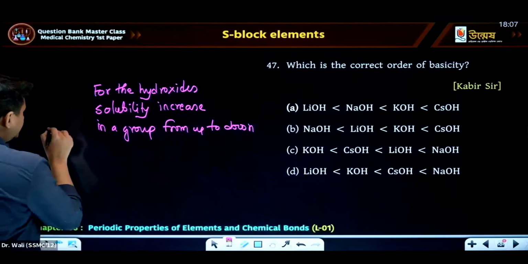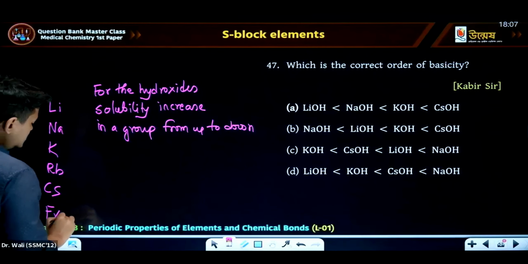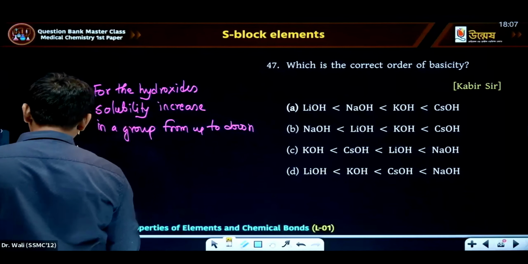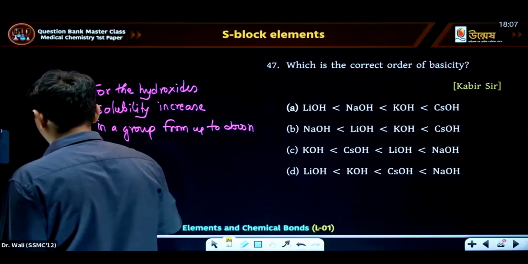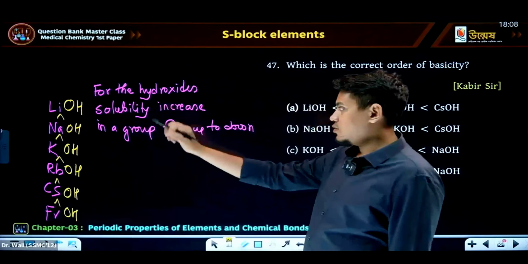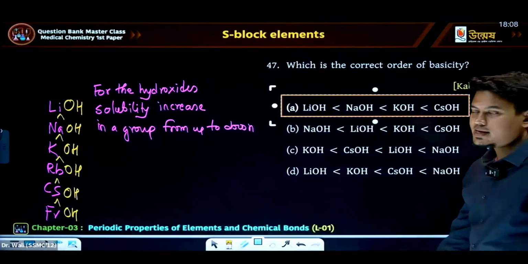If I write down the members in a serial fashion, it is like this: Li, Na, K, Rb, Cs, Fr. Now if I convert them to hydroxides, we can easily say that the solubility will be more in case of francium hydroxide. So francium hydroxide will be the strongest base here. Next cesium hydroxide, then rubidium hydroxide, then potassium, sodium, and lastly, with least solubility, lithium hydroxide. This order can be seen in option A. So option A will be the correct answer.